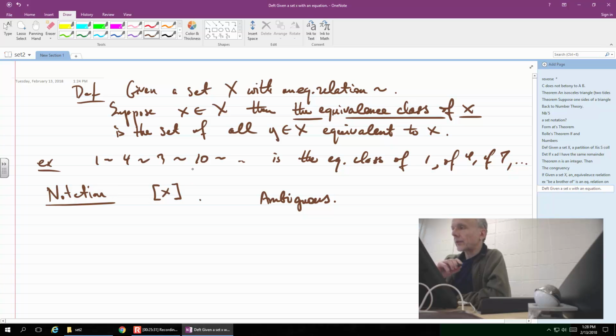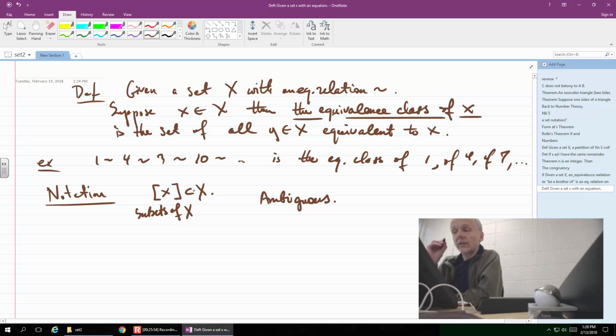So a subset, well, let me make it clear, a set of all x's is a subset of x to begin with, right? So we are not going anywhere away from x. There are elements of x and there are subsets of x. So we have a bunch of subsets of x, possibly. All equivalence classes are subsets of x.